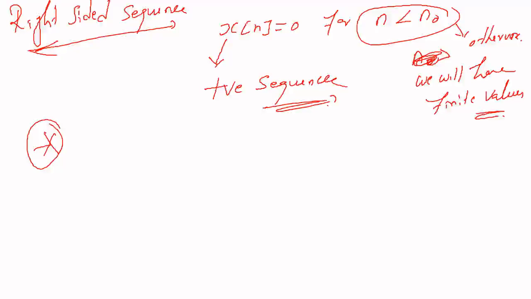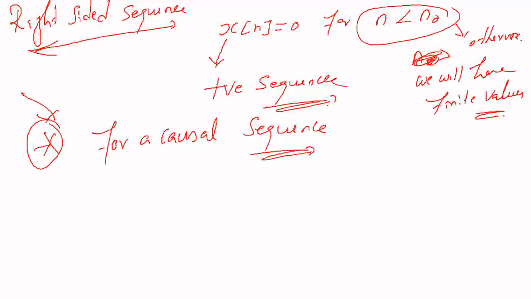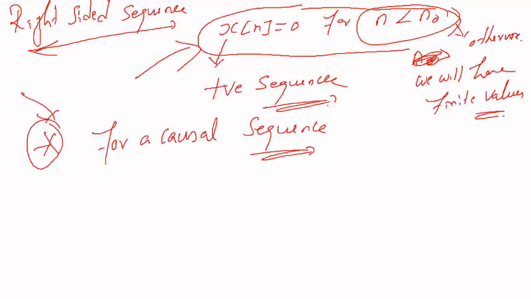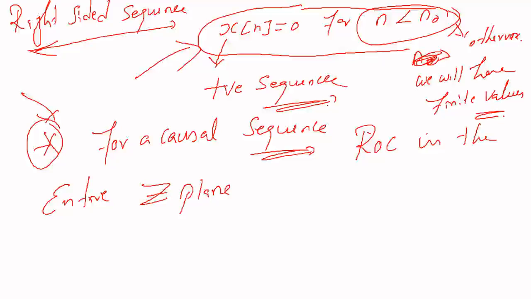So here one important note, like Laplace transform: for a causal sequence, the tip on ROC is the entire z plane except at z equal to 0.